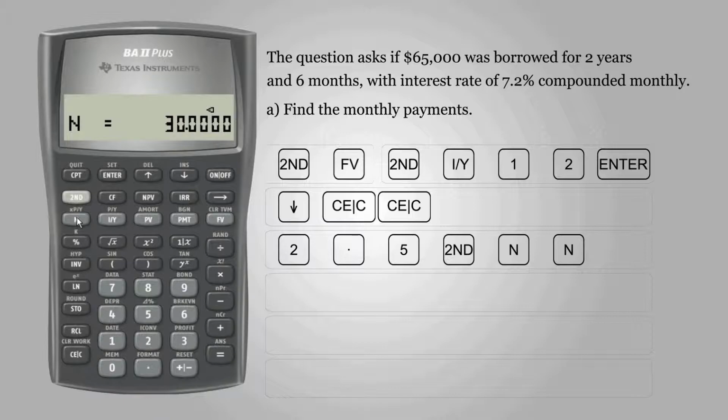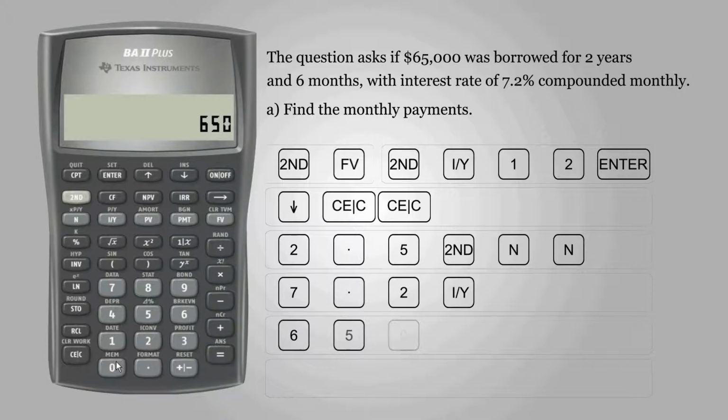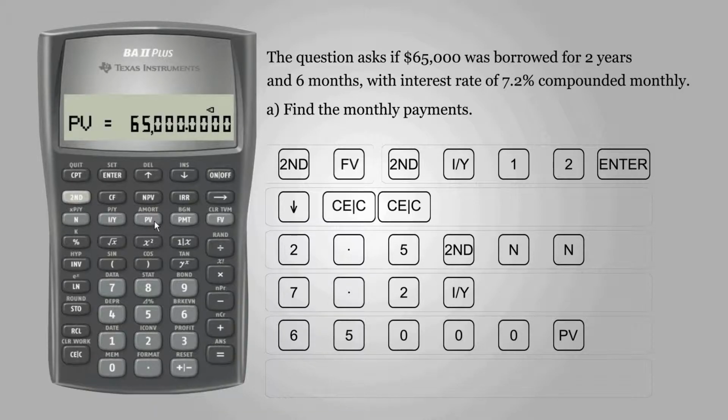For the interest rate, enter 7.2 and IY. Finally, enter 65,000 and PV for present value. To calculate payments, press CPT for compute and PMT for payments.